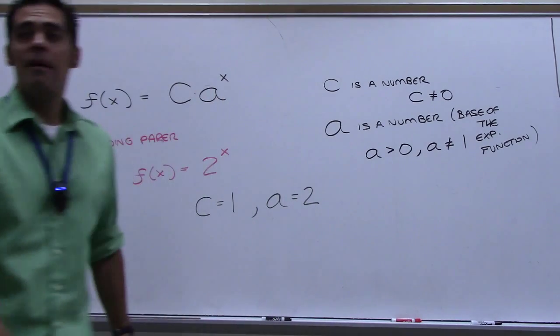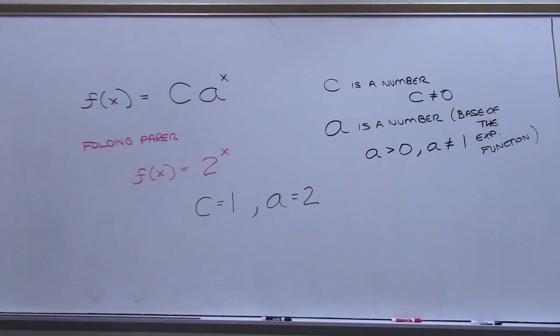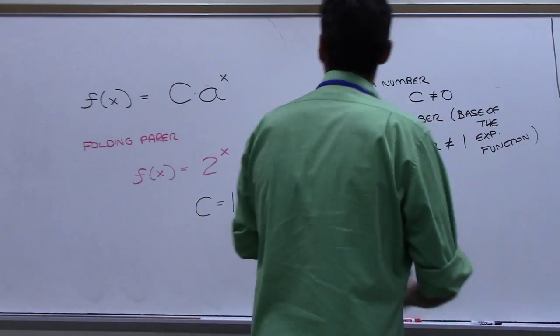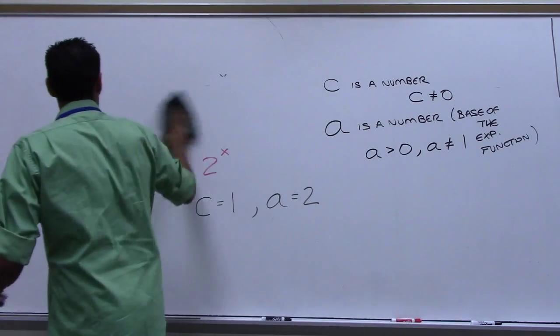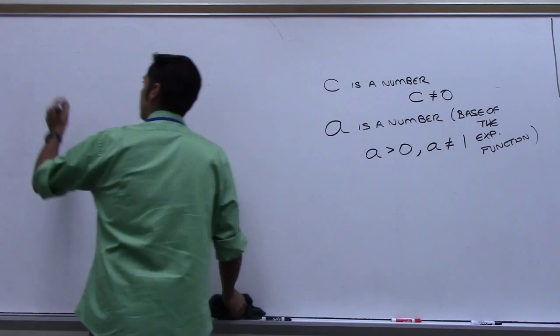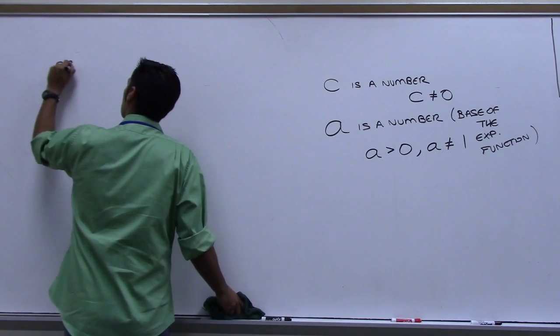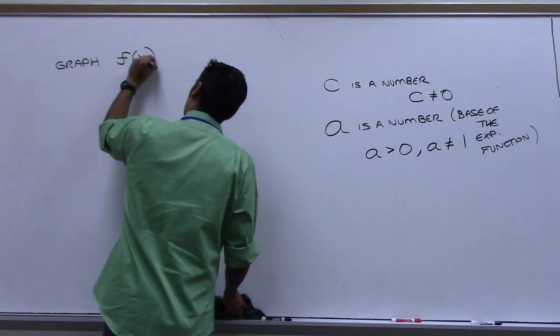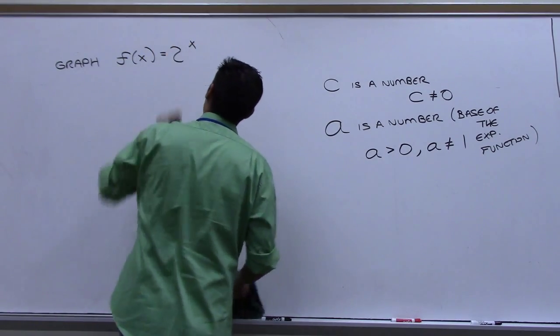So let's look at a graph of one of these, all right? Specifically, let's go back to the folding paper one and look at its graph. That function, 2 to the x, is going to look kind of interesting. So let's graph f of x equals 2 raised to the x.